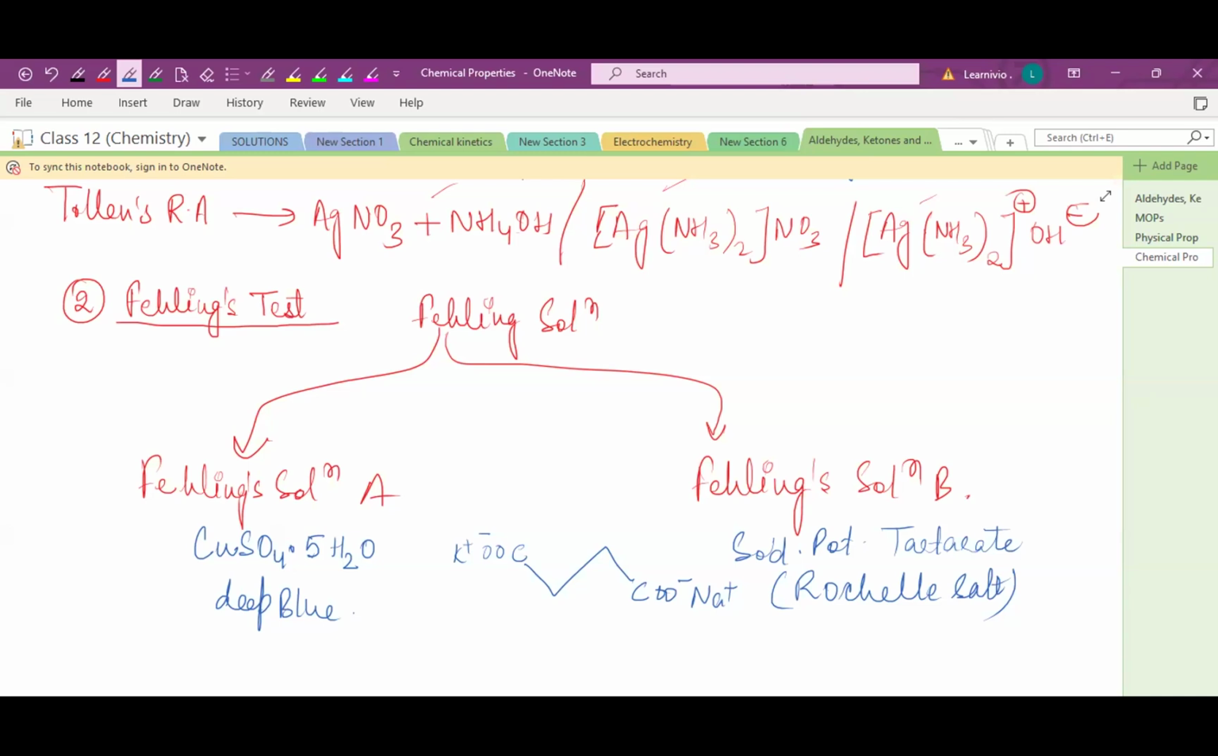So when you combine these two and add the NaOH, sodium hydroxide, the reaction will give you copper oxide. That copper oxide will be treated, in a further reaction, with the aldehydic group or the ketonic group, and it will give you a reddish color precipitate which confirms the test. If the reddish color precipitate comes, then the Fehling test is positive for that given compound, aldehyde or ketones.